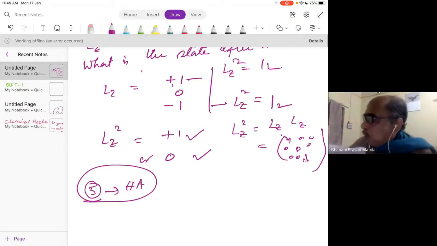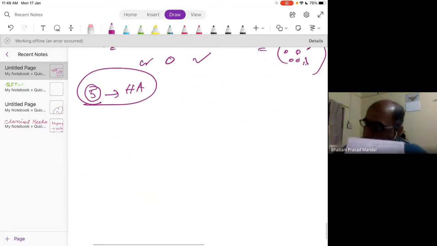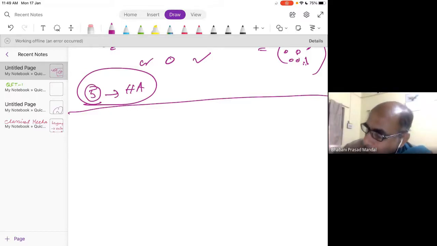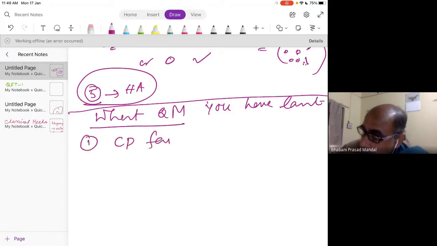Now, from next class, I'll start perturbation, because we cannot spend much on that basic quantum mechanics. So what you have learned so far, that I'm going to tell you. So what quantum mechanics you learned, or what quantum mechanics learning is needed, that we are going to do. So first is that where classical physics fails, this you have learned, black body radiation, specific heat, photoelectric effect, etc.